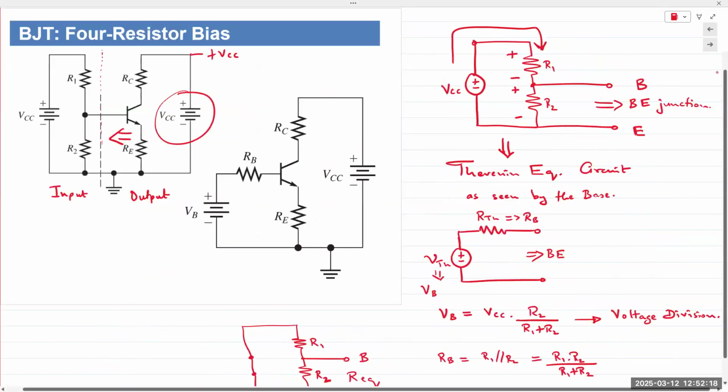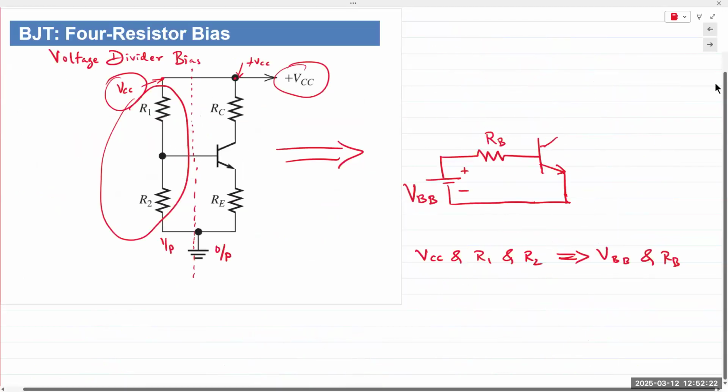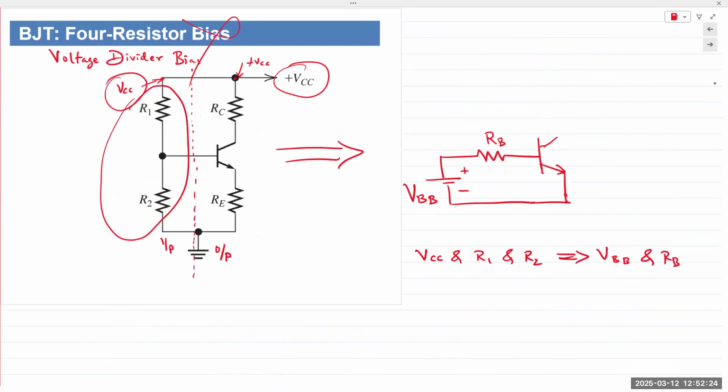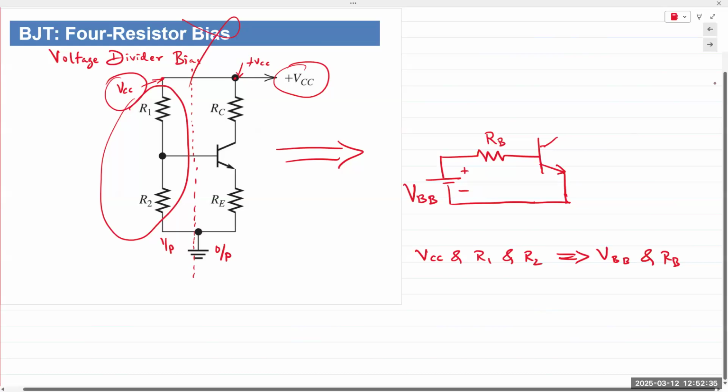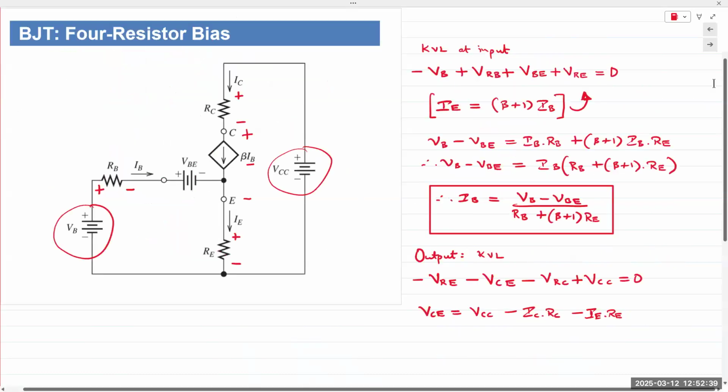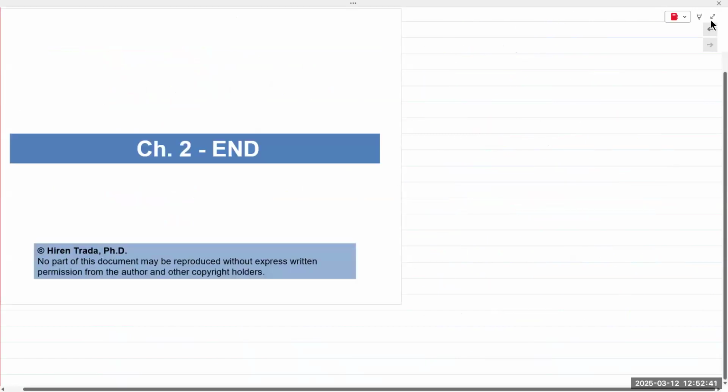And then four-resistor bias circuits. All right, so we won't do this. Not four-resistor bias circuits, not separately. Okay, not separately, so I won't assess it. Okay, BJT, that's it for BJT.